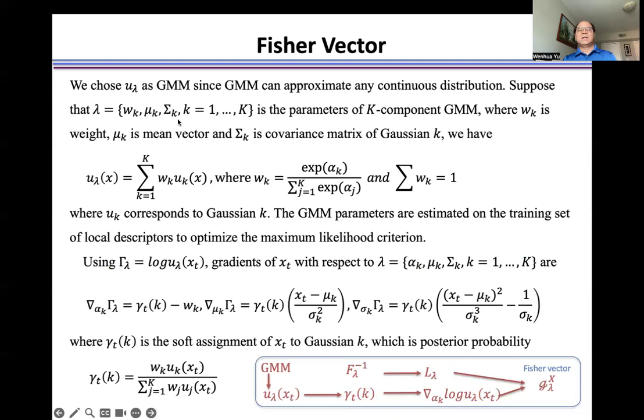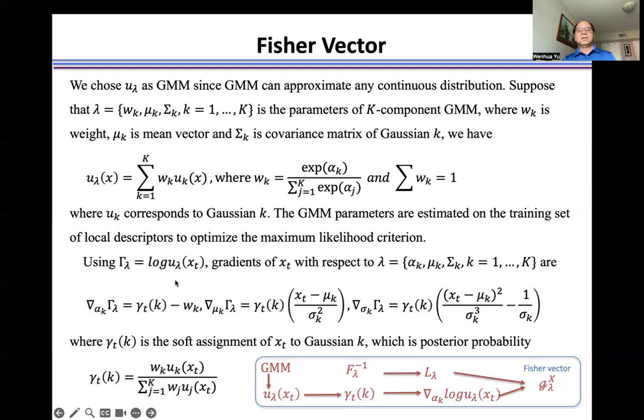Suppose that lambda is the parameters of a K-component GMM, where w_k is a weight, mu_k is a mean vector, and sigma_k is a covariance matrix of Gaussian k. So we have U_lambda as a weighted sum, where w_k is a softmax function, and u_k corresponds to Gaussian k. The GMM parameters are estimated on the training set of descriptors to optimize the maximum likelihood criterion.